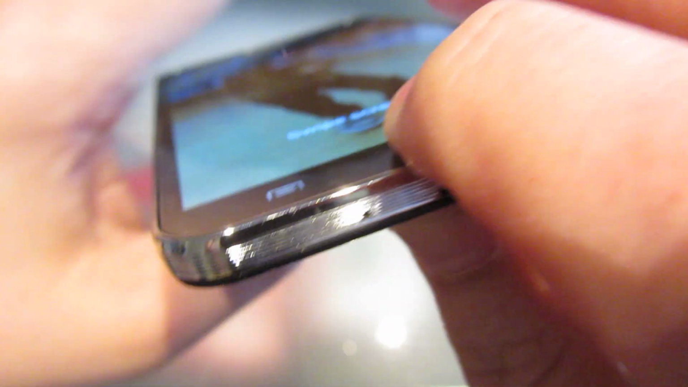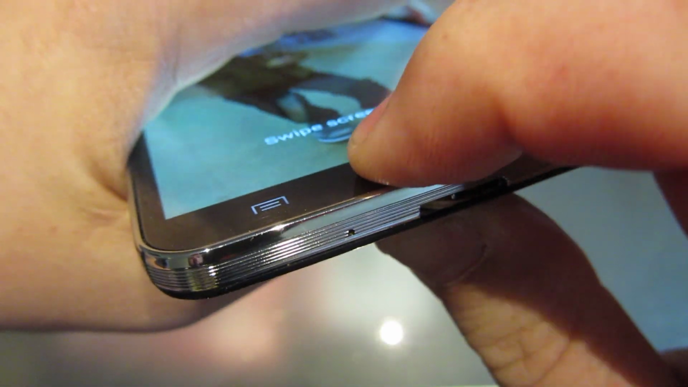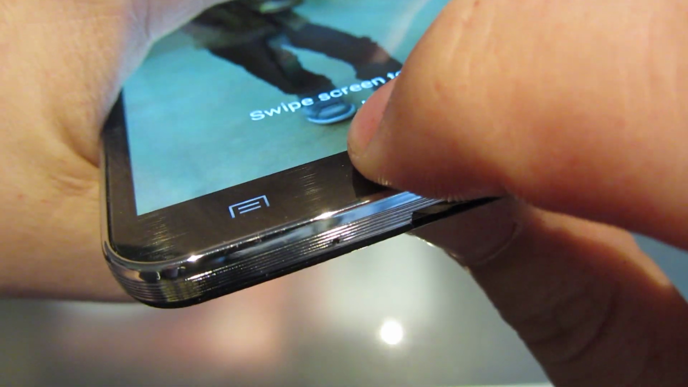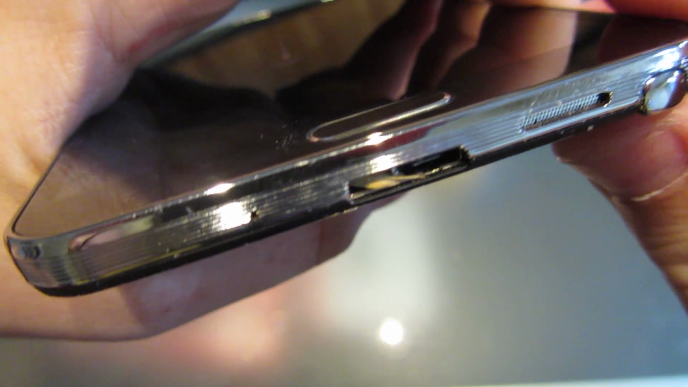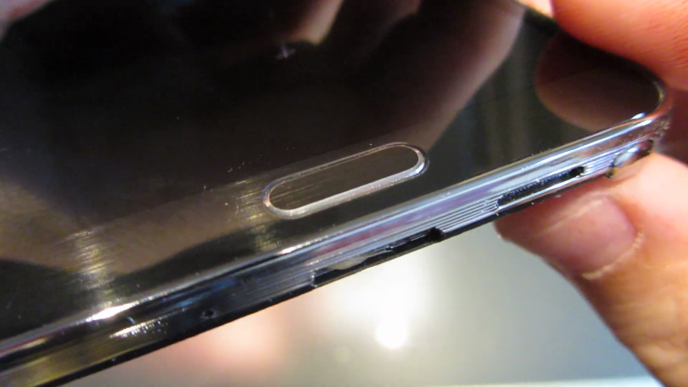Like, I think that's kind of bullshit. You know, this is a high-end device. I know it's not the end of the world, trust me, and I understand people's problems, but when you're anal like me, I think this is kind of bullshit. Look at this thing.